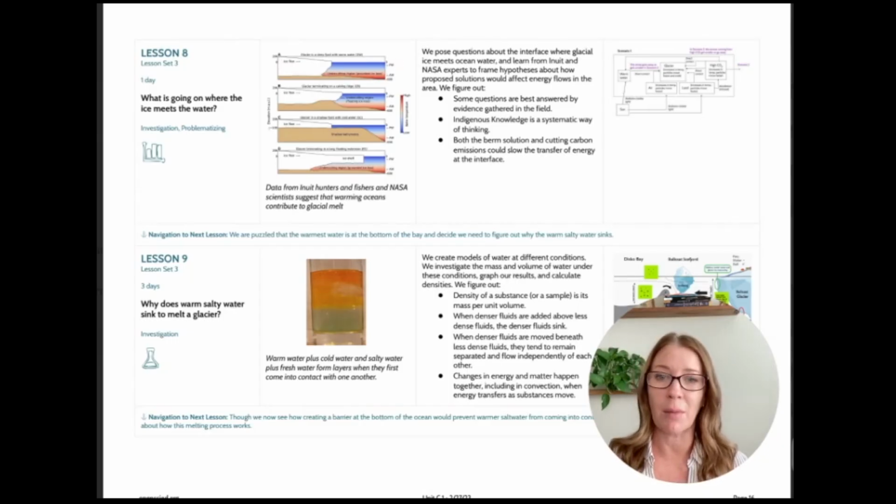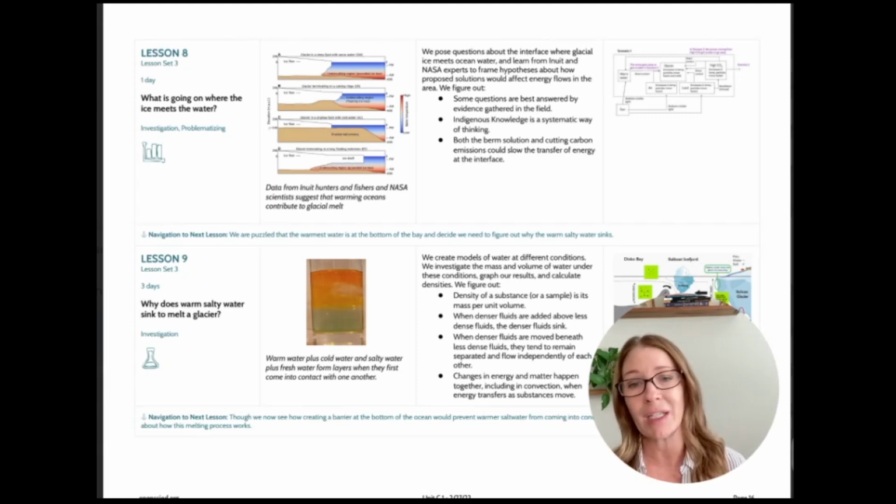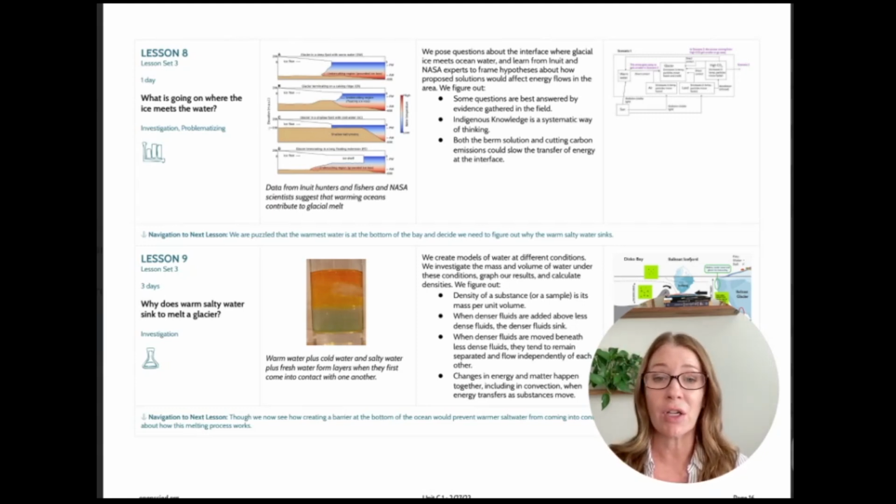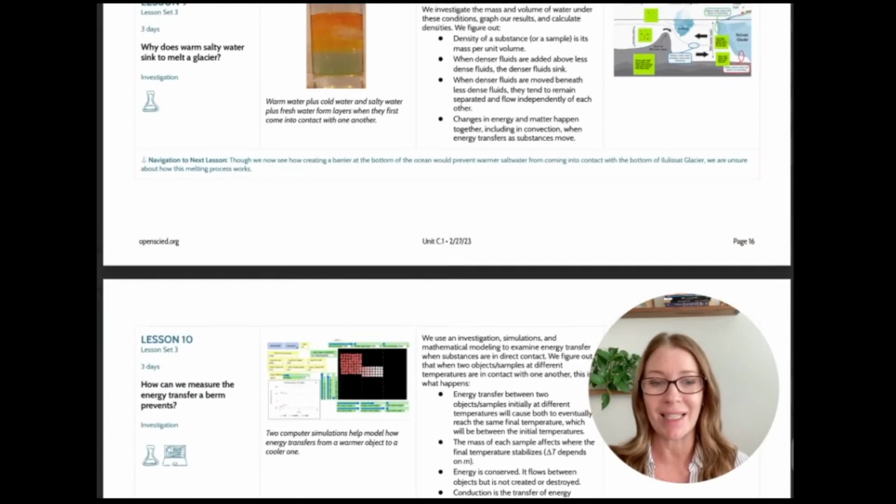And we look at some data that's collected from NASA experts, and we use some indigenous knowledge from the people who have lived there throughout history. And all of this is leading to the idea that they think that the warming ocean is causing this ice melt. But what we are noticing is that the warmer water's on the bottom. And that is very curious because we know from a lot of our science in the past that warm air rises, cool air sinks. And so this is actually kind of confusing that it's the opposite. And so we are going to go deeper into investigating this phenomenon using density as the lens.